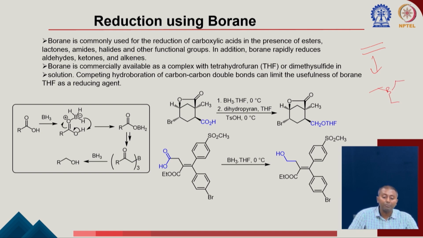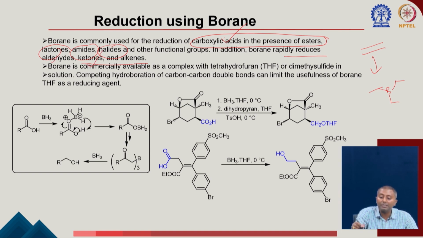Now, the important aspect is that boron can do a reduction of carboxylic acid in the presence of the ester. This is a very important thing about boron. It can also, in the presence of lactones or amides or halides, selectively reduce the carboxylic acid. It can also reduce aldehydes, ketones and alkenes, which I think I already mentioned: it can reduce alkene, but it can also reduce aldehyde and ketone.